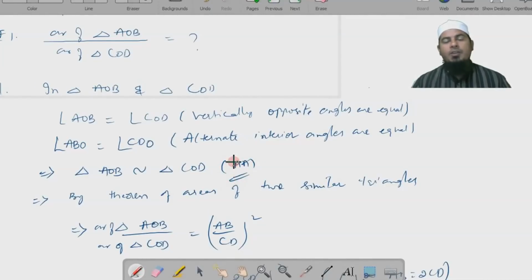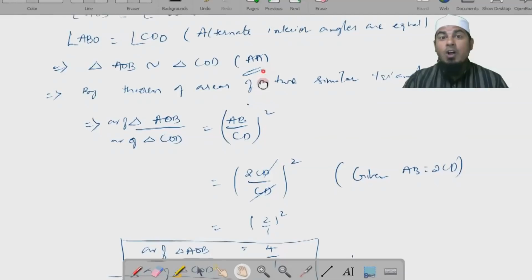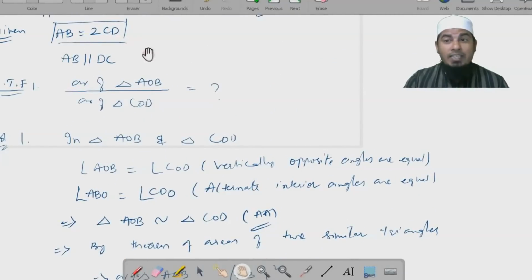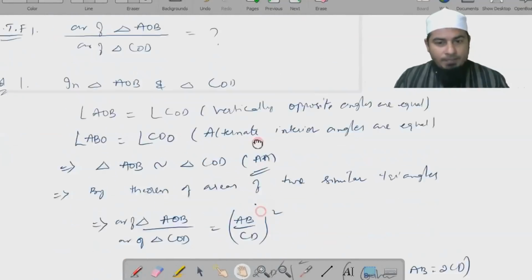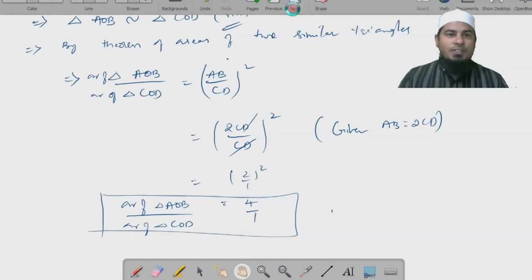Then by the theorem of areas of two similar triangles, we can write the ratio of two areas of AOB by area of COD is equal to square of their corresponding side AB by CD side we have taken, because in the given AB and CD certain thing is given. So instead of AB we can write 2 times CD, CD get cancelled, and at last we get the answer. I hope you understood this. Let us go to the next question.